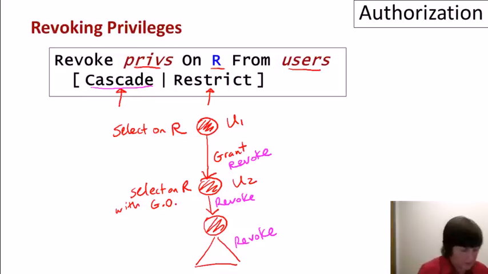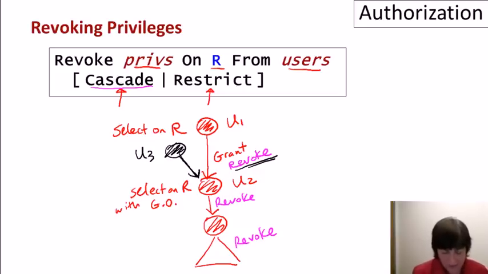However, we have to be a little bit careful because it's possible that, say, U2 was granted the select privilege by a separate user, I guess we'll call this one U3, who also granted exactly the same privilege, and in that case, if U1 does the revoke, we don't want to revoke U2's privilege because U2 got it from another source. So technically what cascade says is that when we revoke a privilege, we revoke any privileges transitively when they weren't also granted by another source.